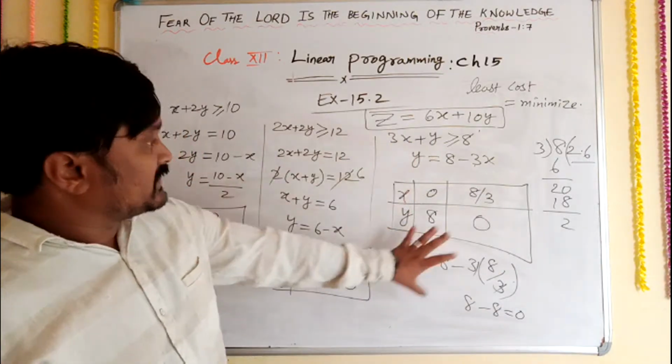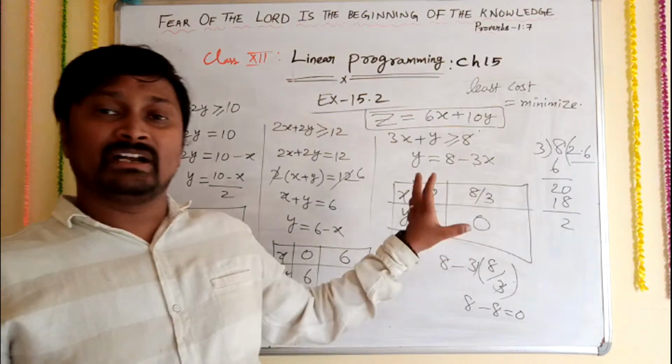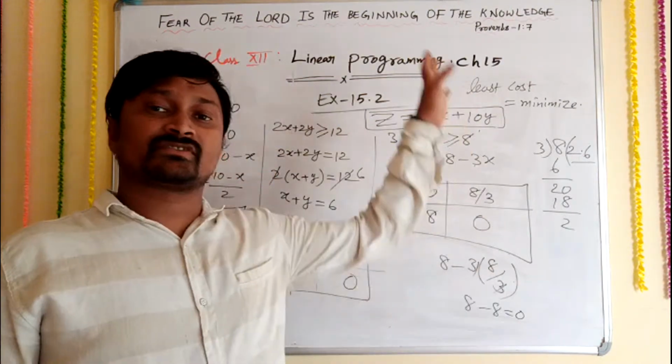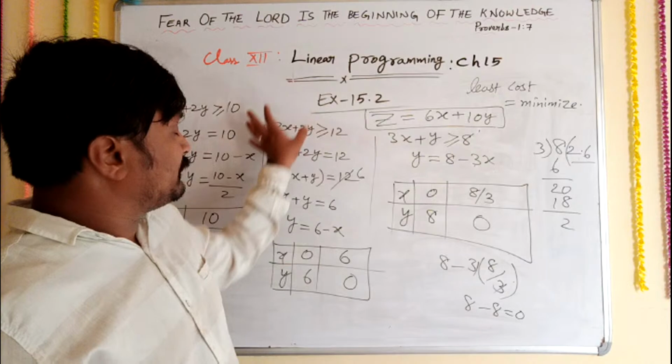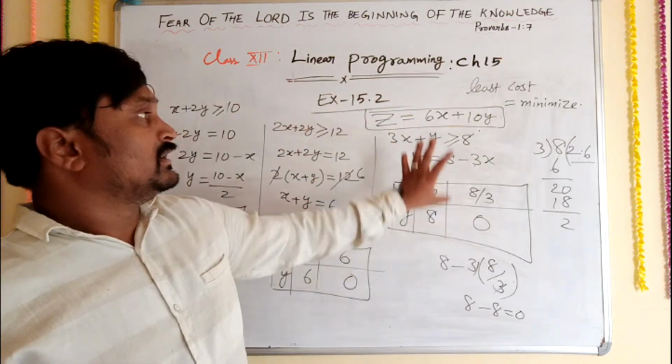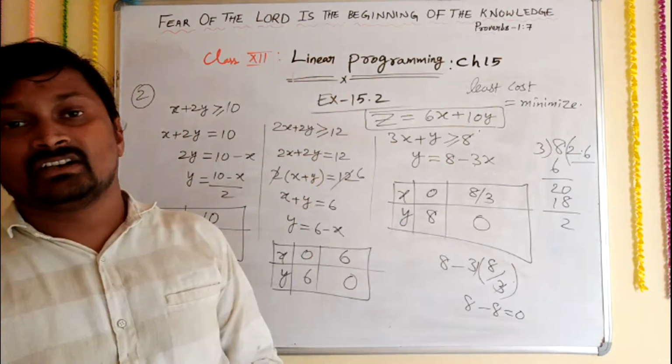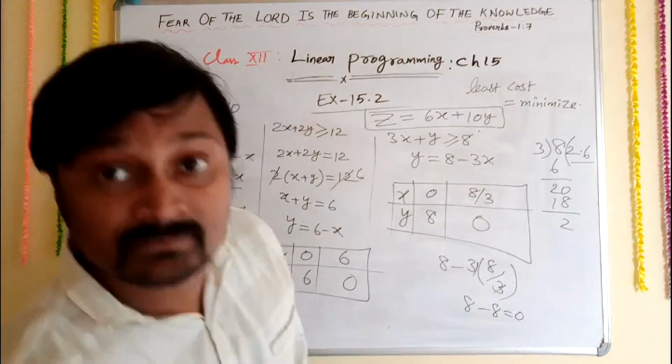So first you got these 3 points, and by using these 3 points, you just draw a graph. In that graph, you solve that part and you are going to get your answer. Okay? Understood this one?